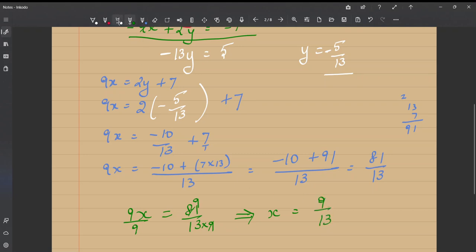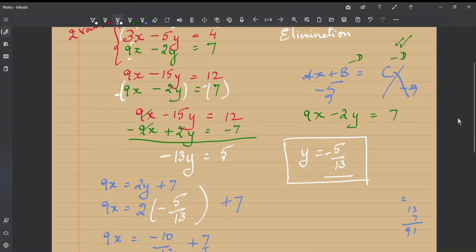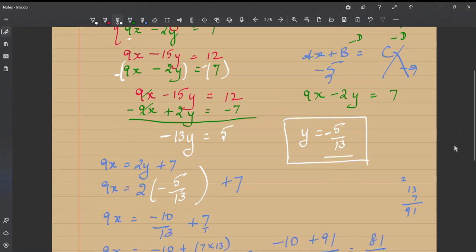See, now we have got the values of both x and y. x is 9 by 13 and y is equal to minus 5 by 13. So you can check whether we've done it correctly by substituting in one of these equations, right? I think you can do it and find out whether it is right or not and let me know.